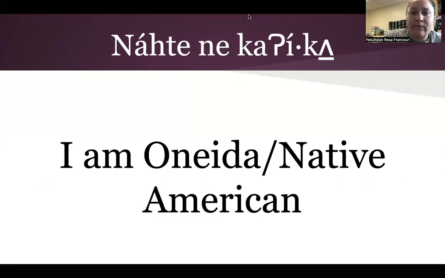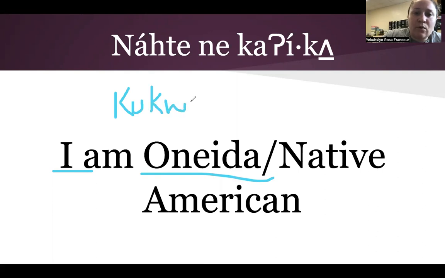I am Oneida or Native American. Here is your subject, which is I or me. Verb is to be Oneida or Native American. I'll write it up here. That's a U stem. Remember, pronoun for me in the U stem is gu. And the rest of our root, gungwehu. Okay, sorry. Gungwehu is the right answer. That is the Oneida translation for I am Oneida. Gungwehu.